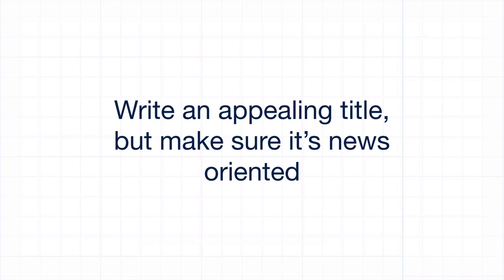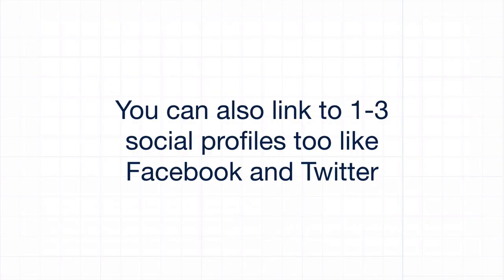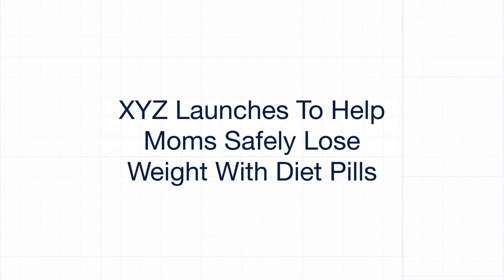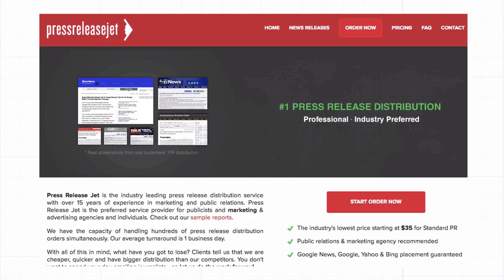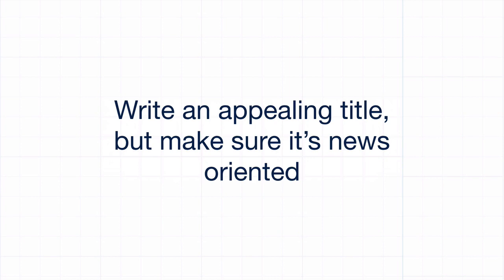Have an appealing title, but make sure it's news oriented. Have a title that actually sounds good. The ones we went through before, remember them? Let's rewind a little bit. XYZ launches to help mums safely lose weight with diet pills. You could just put XYZ launches new website, which sounds really crappy. Being a little more specific sounds more interesting, and it makes it so much better. It's going to get more clicks on the actual distribution sites and make them better to share ultimately. So I recommend doing that sort of thing, and it might actually get some genuine clicks if you do it right.